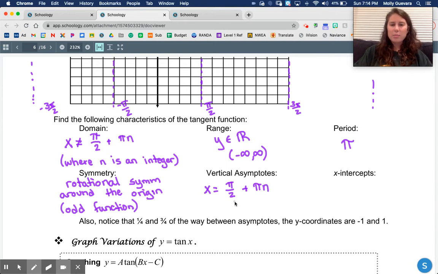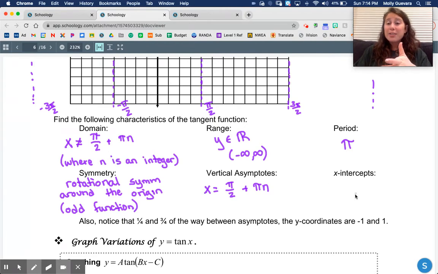Okay, so the vertical asymptotes are every single value that x is not allowed to be. So that's why the domain and the vertical asymptotes are so similar, right? This is saying, hey, I have a vertical asymptote at every single one of these spots. Therefore, those numbers are not allowed to be part of the domain.